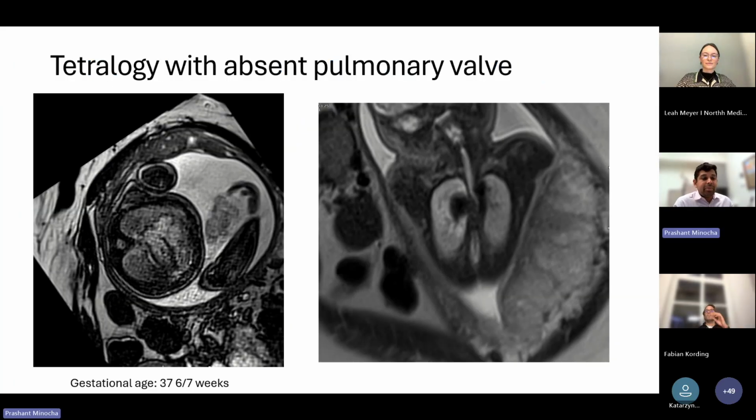Here's a patient with tetralogy of Fallot with absent pulmonary valve. The gestational age was 37 weeks, almost 38 weeks. In the cine image here, you could see a dilated RV, overriding aorta with a VSD. In the black blood images here on the right, you could see very dilated branch pulmonary arteries, which we typically see with TET absent pulmonary valve.